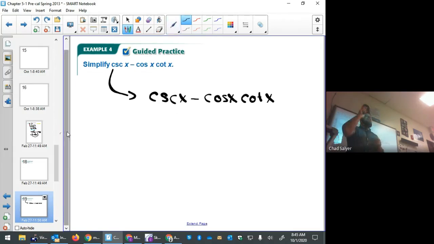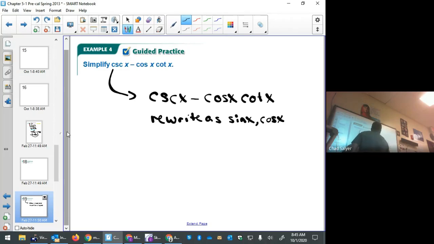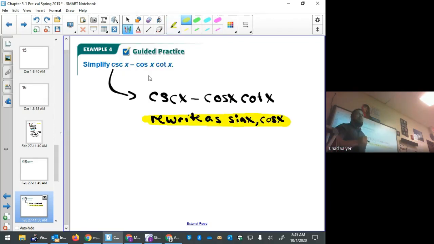My first and default strategy is always to rewrite as sine and cosine. So that's my default strategy. Occasionally, other strategies will be more advantageous for whatever reason. But this is my default strategy for simplifying a trigonometric expression, and it'll work 90% of the time.